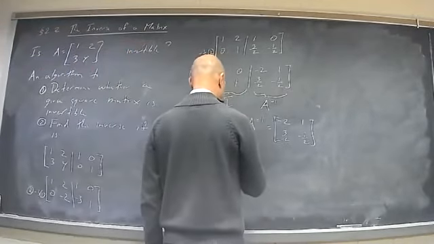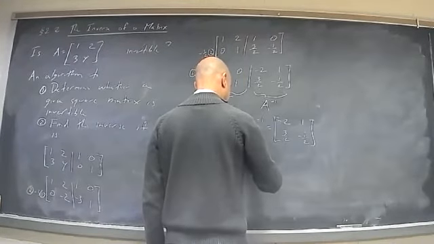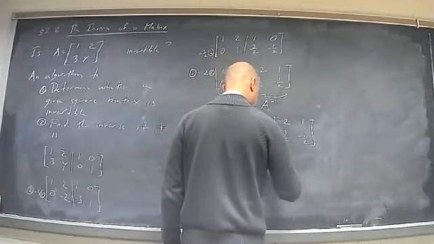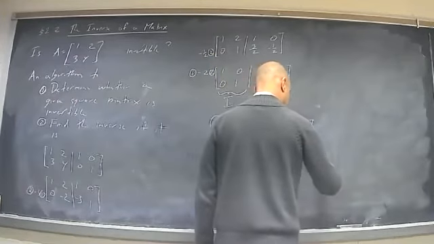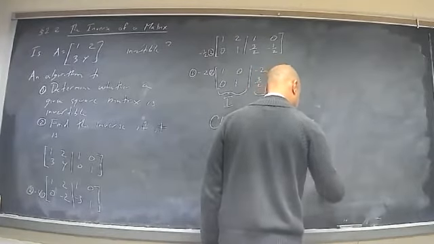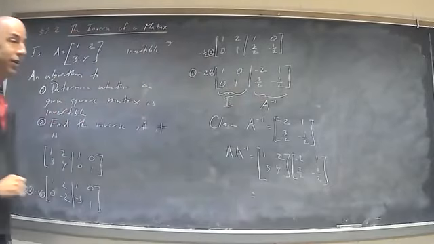And let's go ahead and try that. So I'm going to take A and multiply it by what I'm claiming is A inverse. So [1, 2, 3, 4] times [-2, 1, 3/2, -1/2]. Let's do the multiplication in that order and see what we get.